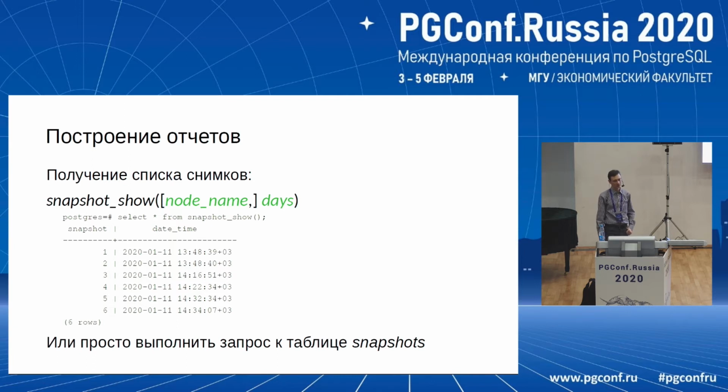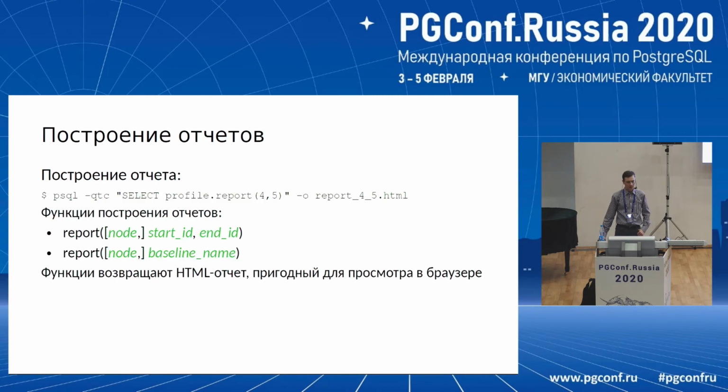If we have a long retention and we save snapshots for a long time, then snapshot show will be quite long, and we can limit it to show maybe the snapshots for the last 1 day. Then creation of reports is a simple call of psql where we call the report function and indicate two identifiers of the snapshots between which we're interested in building the report. With option -o, we can send it to an HTML file or somewhere else.